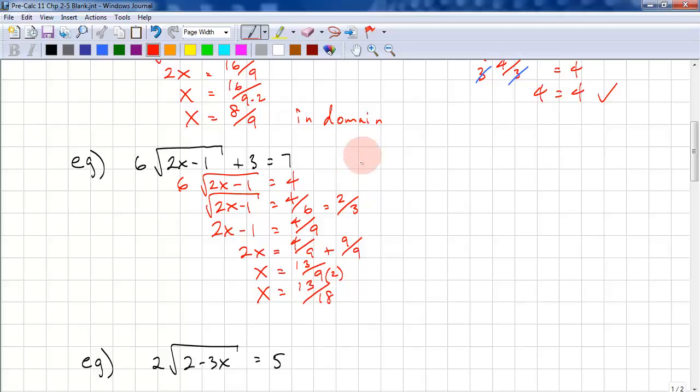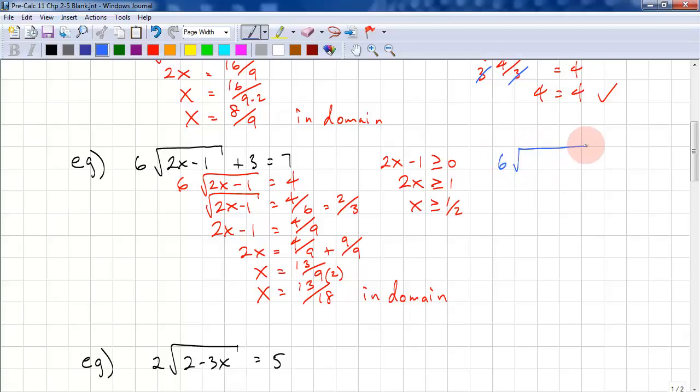Our domain. The domain is 2x minus 1 is greater than or equal to 0. So 2x is greater than or equal to 1. X is greater than or equal to 1/2. So this is in the domain. Let's verify the answer.